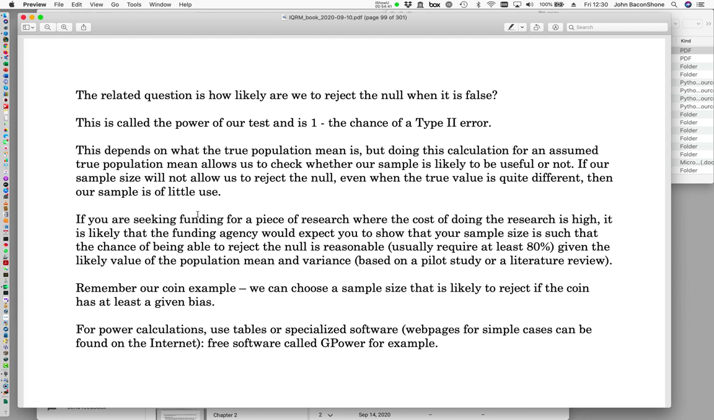So in this particular case, it's not too hard to calculate the power. There are web pages, for example, on the internet. There is free software called G-Power. In more complex situations, it may be quite hard to have a theoretical calculation, but then we can always do a simulation similar to the one I showed you just now. As long as we do a big enough simulation, we should be able to get a quite accurate estimate for the power of our test.